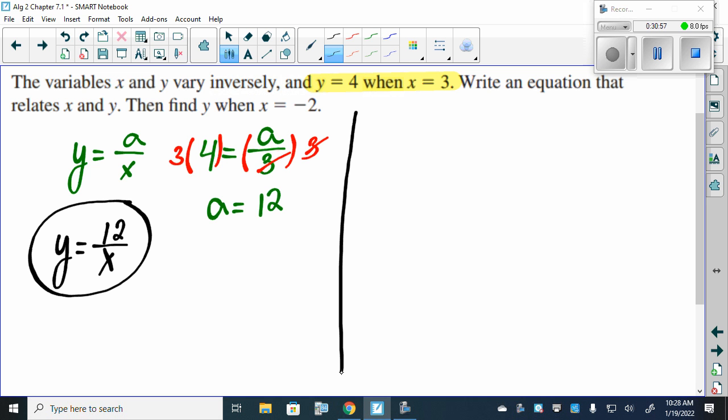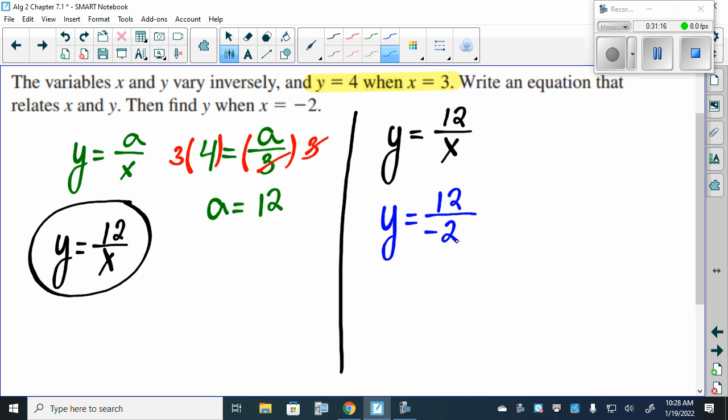Now the other half. Find the value of y when x is equal to negative 2. Well, our equation, y is equal to 12 divided by x, yes? Well, what did it tell us x was? And that's it.